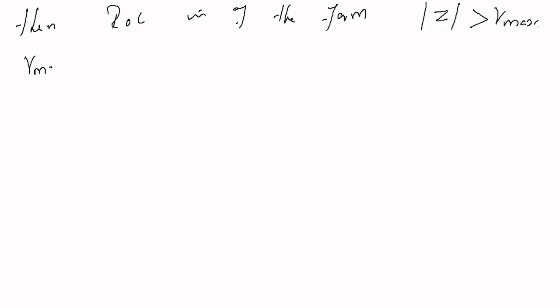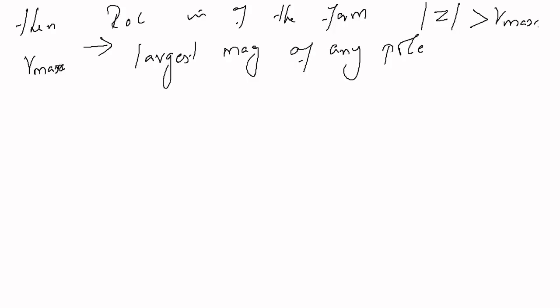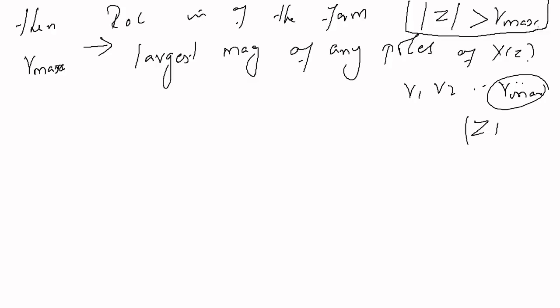where R max, which we wrote as greater than A, is just a definition written in general form. So R max equals the largest magnitude of any poles of X of z. If there are many poles, take the largest magnitude, and the region of convergence will be greater than that. Say for example R1, R2 and so on are poles; take the maximum among them, and the region of convergence should be greater than R max. That's it.